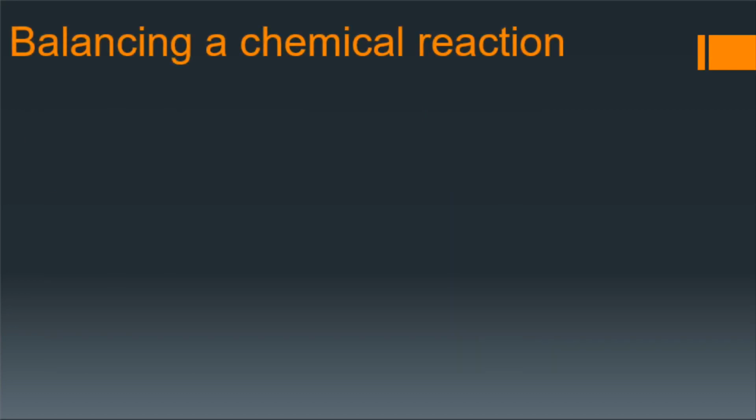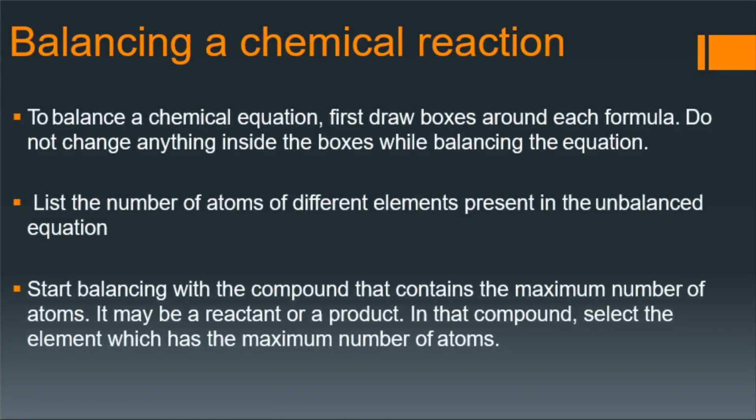Balancing a chemical reaction can be complex, but it is an essential part of understanding and studying chemistry. The process starts by drawing boxes around each formula of a chemical equation. It is important not to change anything inside those boxes. Once that is done, it is necessary to list the number of atoms of different elements present in the unbalanced equation. The balancing process then begins, starting with the compound that has the maximum number of atoms. This compound can be a reactant or a product, and the element with the maximum number of atoms must then be selected.